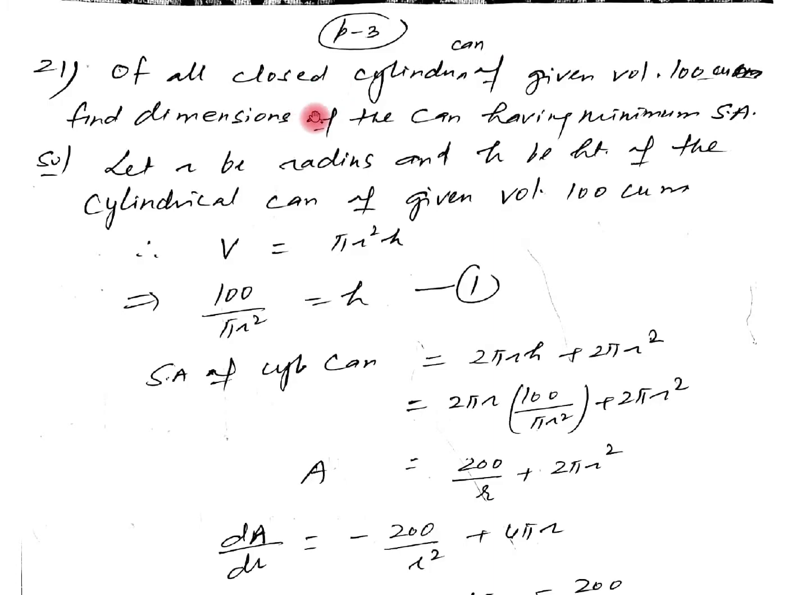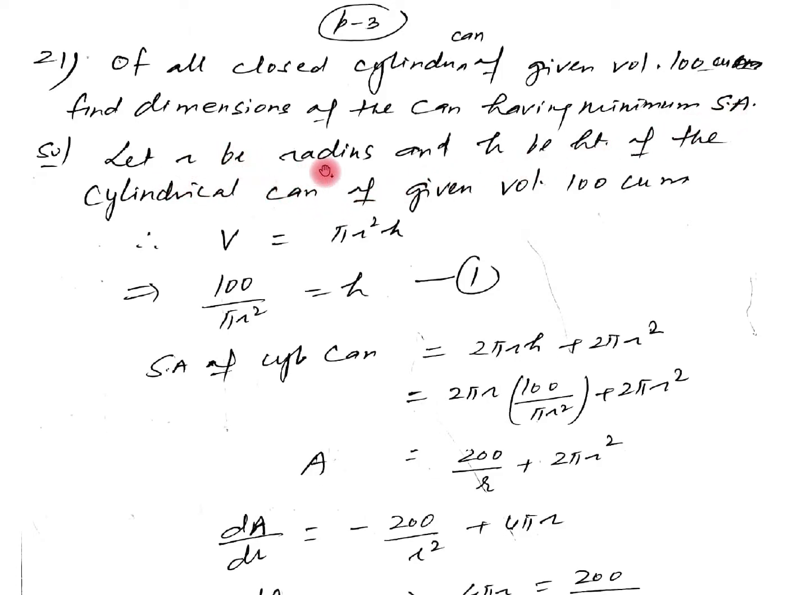But in this question, the volume is given and we have to prove that the surface area is minimum. Again, it will start in the same way. Let r be the radius and h be the height of the given cylindrical can of volume 100 cubic centimeter. We know the volume of a cylinder is pi r square h.